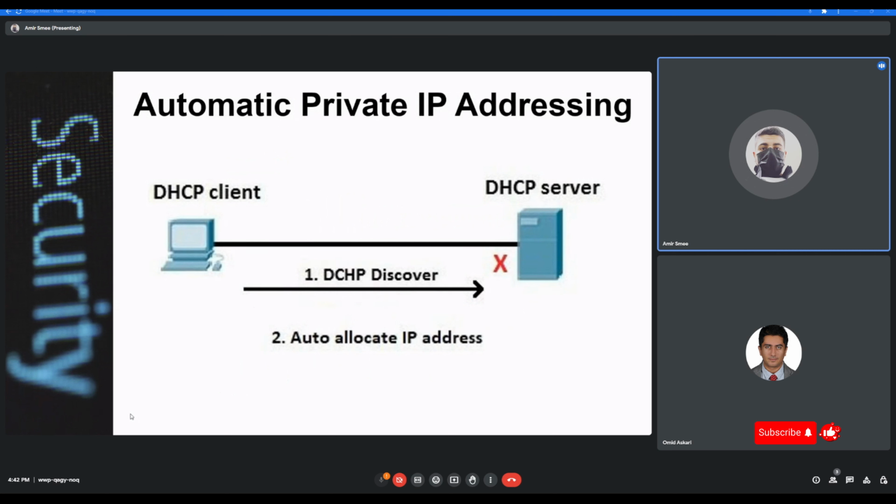Automatic Private IP Addressing, or APIPA. If the connection between the network card and the DHCP server is interrupted, for example, if the DHCP server fails, the computer automatically gets a temporary IP called APIPA. Still, it constantly checks its connection with the DHCP server so that it goes and gets an IP address from the DHCP server as soon as it's connected.